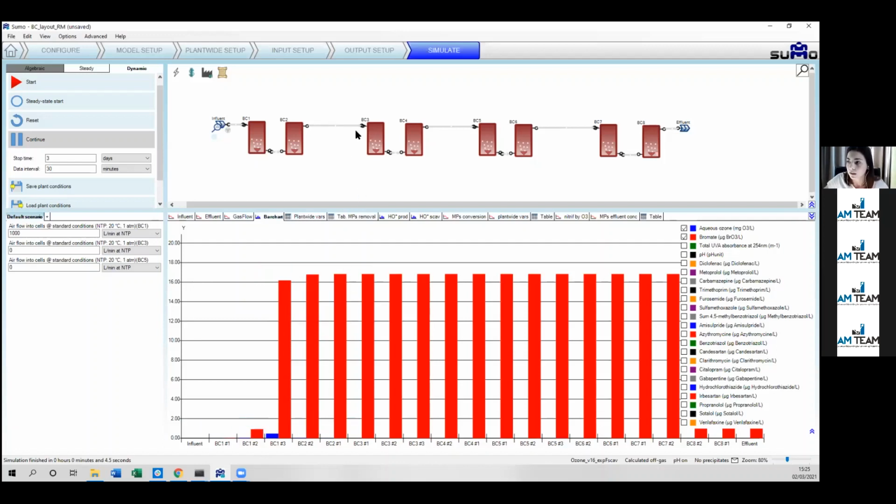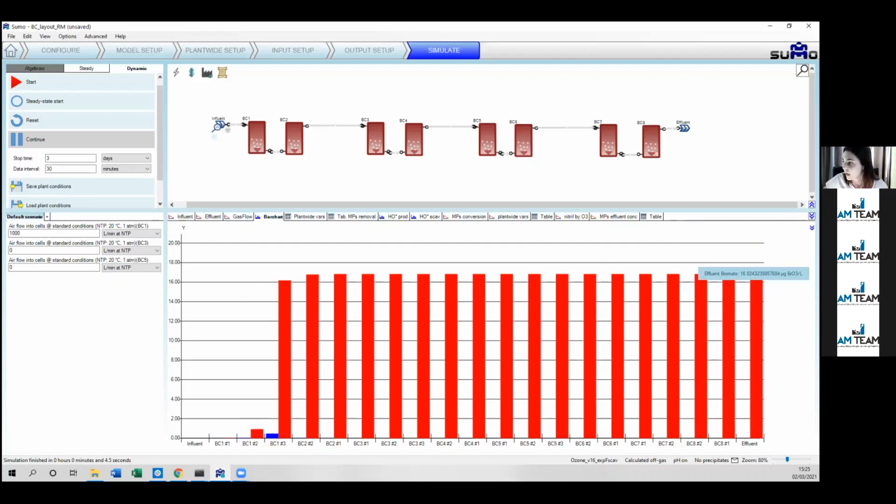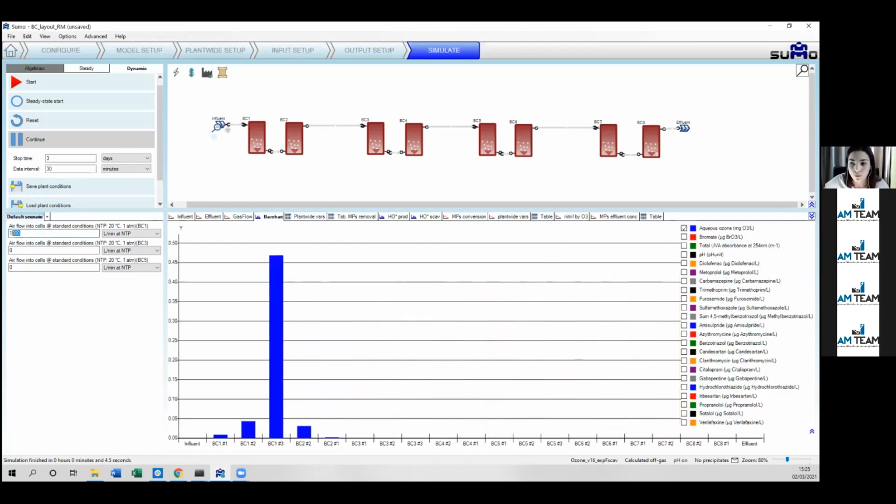But further downstream in our installation, there is no ozone residual, so no more bromate formation will occur. In the effluent, we have, in this case, 16.8 micrograms per liter. Now let's see what happens if we split the dose in two bubble columns. So now we are dosing the same amount of ozone, the same amount of gas flow, in BC1 and in BC3. Let's see what happens in terms of ozone residual and especially in terms of bromate formation.